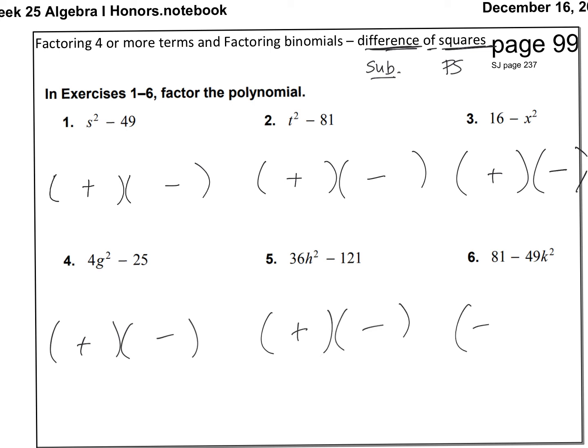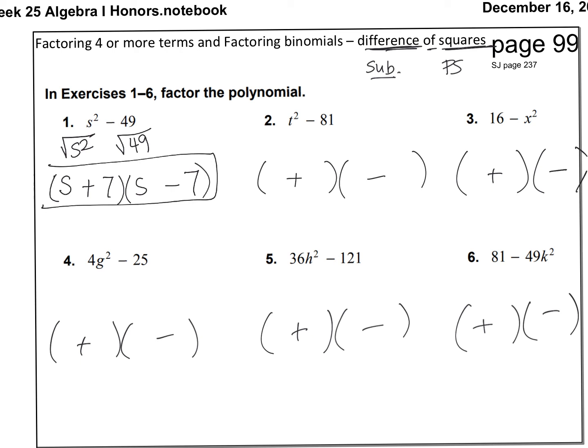Hope I left myself room to write. I hope you left yourself room to write. Then, this is the work that I expect to see. You're going to take the square root of s squared. You're going to put that answer in the first spot of each binomial. Then you're going to take the square root of 49. You're going to put that answer in the second spot of each binomial, and you're done. That's the answer.